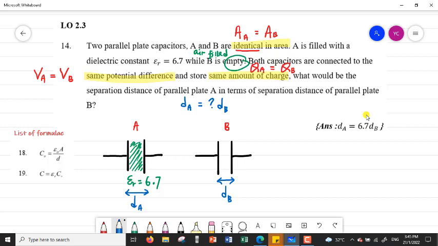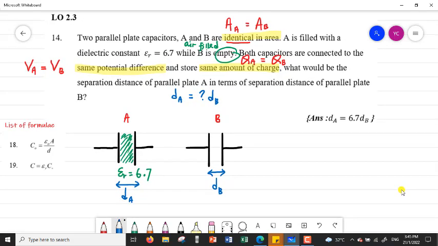So we want to find out whether the separation for parallel plates A is 2 times the separation distance of parallel plates B, or only half of it, or 4 times. We want to get the relation; we need to put it as dA is how much of dB. So where do we want to start? How do we start solving this question?